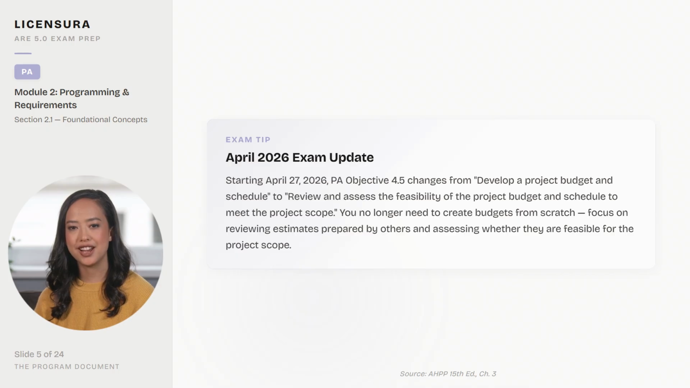April 2026 Exam Update. Starting April 27, 2026, PA Objective 4.5 changes from Develop a project budget and schedule to Review and assess the feasibility of the project budget and schedule to meet the project scope. You no longer need to create budgets from scratch. Focus on reviewing estimates prepared by others and assessing whether they are feasible for the project scope.